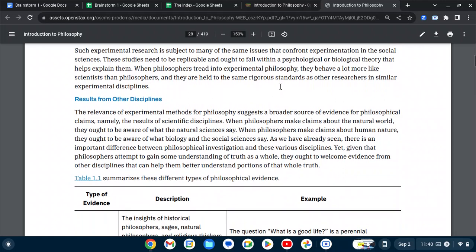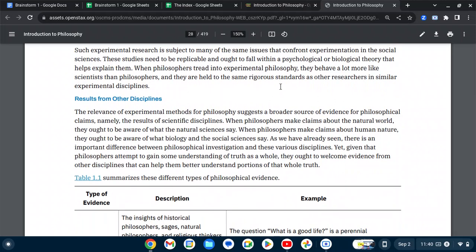Such experimental research is subject to many of the same issues that confront experimentation in the social sciences. These studies need to be replicable and ought to fall within a psychological or biological theory that helps explain them. When philosophers tread into experimental philosophy, they behave a lot more like scientists than philosophers, and they are held to the same rigorous standards as other researchers in similar experimental disciplines.